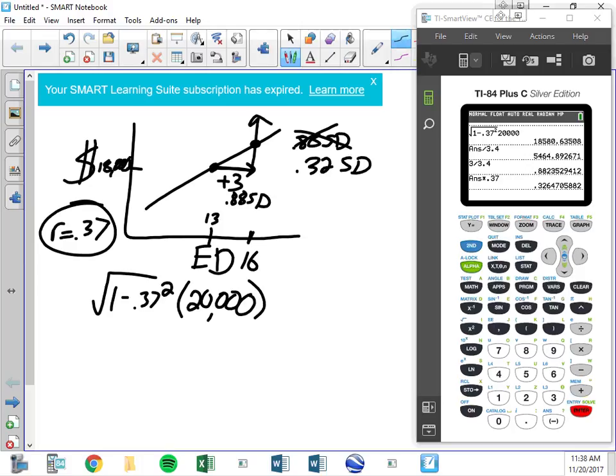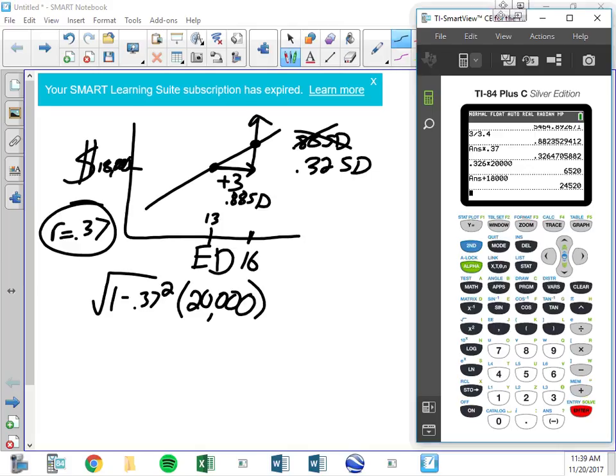Well, how much money is that? The SD of the money is $20,000. So 0.326 times 20,000. And what do I do with 6520? Add that to the 18,000. Why did I add and not subtract? We went up, not down. So 24,520. That was 3B.